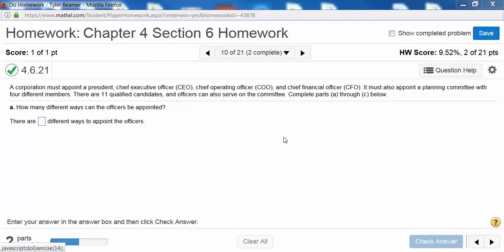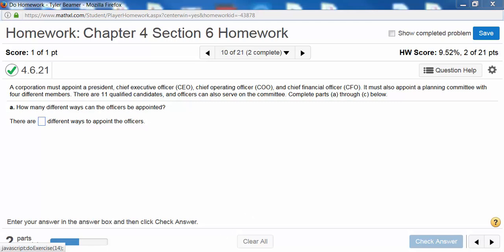Obviously, if I put one person as president, another person CEO, another person as COO, another person as CFO, if I change those same 4 people around in those positions, that's a different arrangement for the officers. So this would be a permutation, in which the order does matter. Obviously, if you're president and you get changed to COO, that is a different position. That's a different officer, so order matters here.